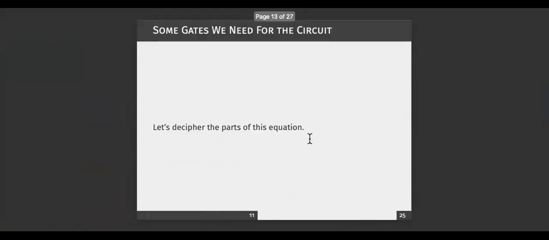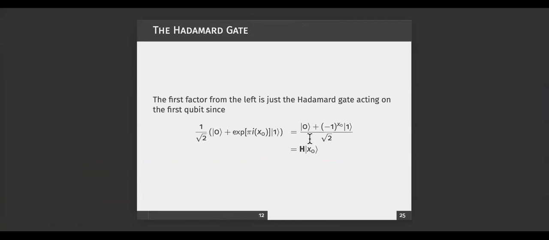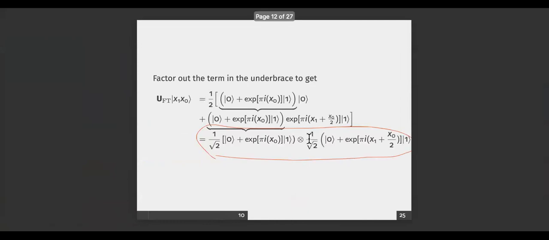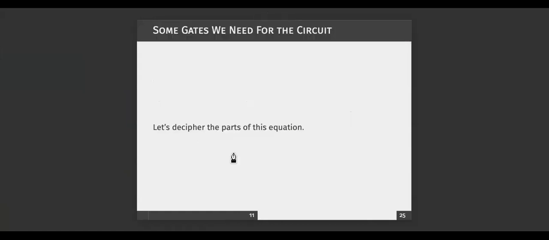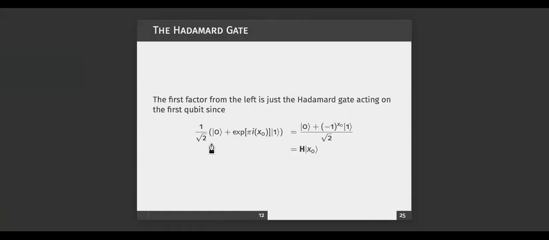Okay, now let's go to this one. So let's decipher the first expression, this one here. What is this? This one is actually nothing but a Hadamard gate applied to x0. So I think I will need my whiteboard in order to explain this.